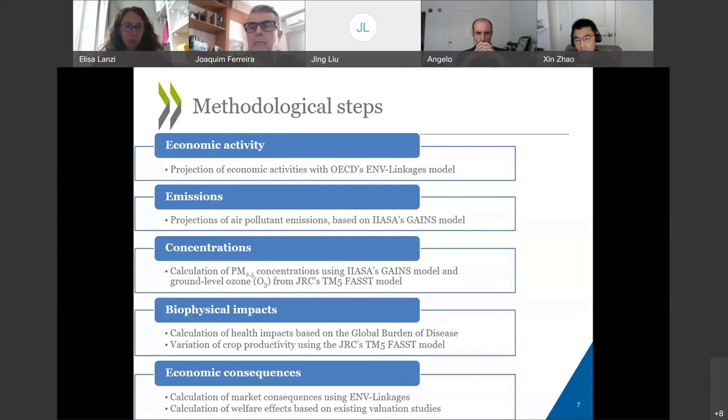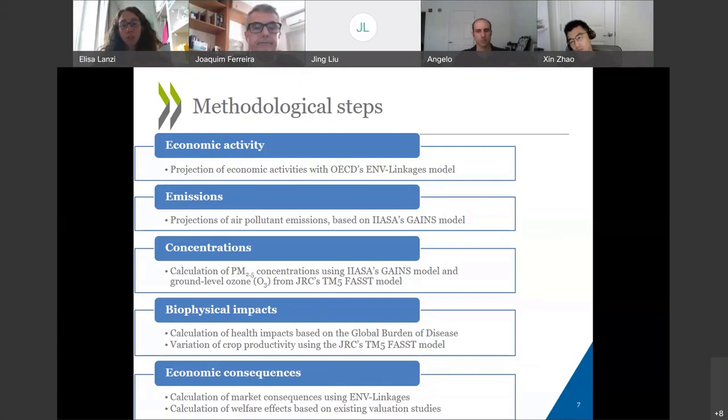So we go on to calculate the health impacts, which we calculate within a module of the ENV-Linkages model based on the concentration response functions of the Global Burden of Disease. And then we also calculate the impact of air pollution on crop productivity using the GCAM-TM-FAST model.